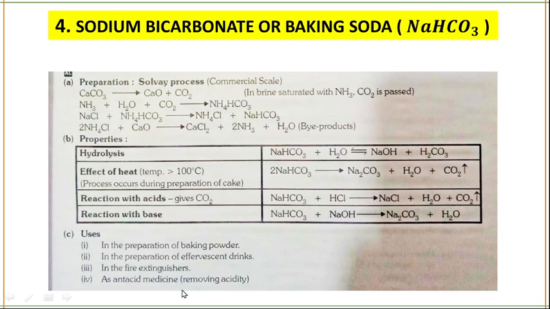Sodium bicarbonate, commonly known as baking soda or bicarbonate of soda, is a chemical compound with the formula NaHCO3. It is a salt composed of a sodium cation and a bicarbonate anion. Sodium bicarbonate is a white crystalline solid but often appears as a fine powder. The preparation of sodium bicarbonate is through the Solvay process.